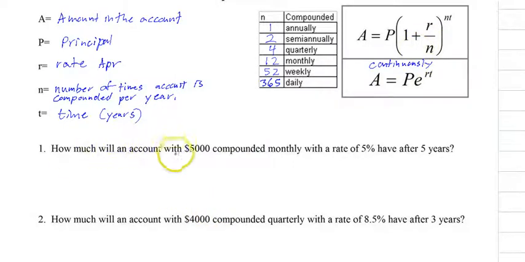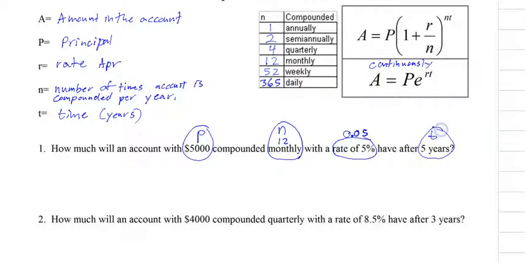So how much will an account with $5,000 compounded monthly with a rate of 5% have after 5 years? So you just go through P. That's our principal. It's compounded monthly, so our N here is 12. It's our rate of 5%. We can just circle that, but we need to use 0.05. Percentages are not what we need to use. It's the actual number value of it. And then our T is 5. That's it. So if you see compounded, that's giving your N.